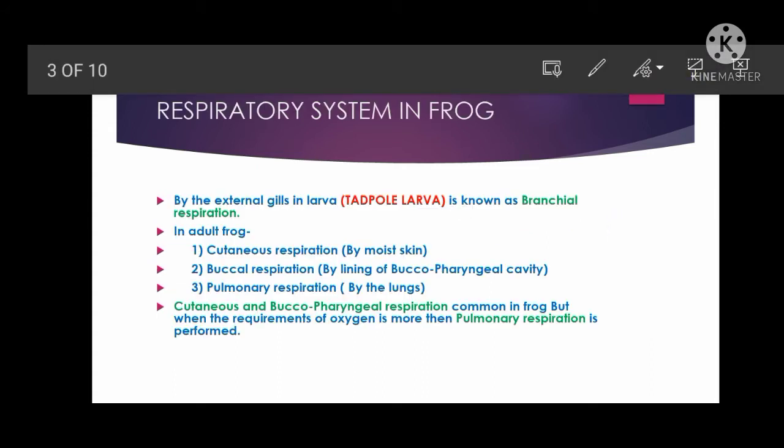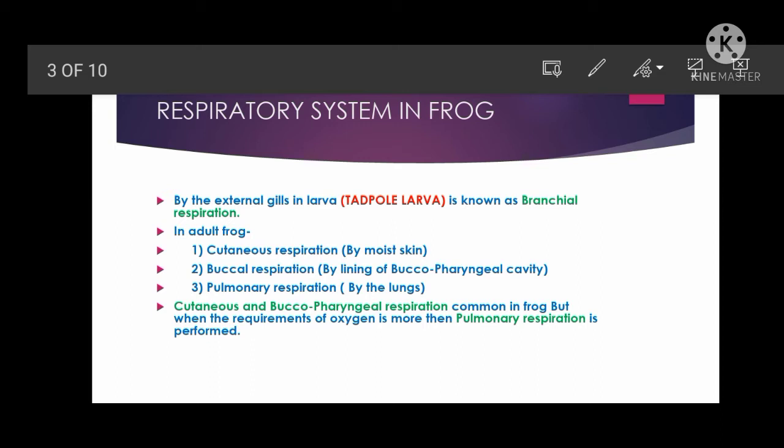Second, we will discuss the respiratory system in frog. First of all, in the larval stage, the frog is a tadpole larva, and it respires by branchial respiration. Means they respire by the external gills, because they live in water in the larval stage, and so they have gill slits by which they respire. This respiration is known as branchial respiration.